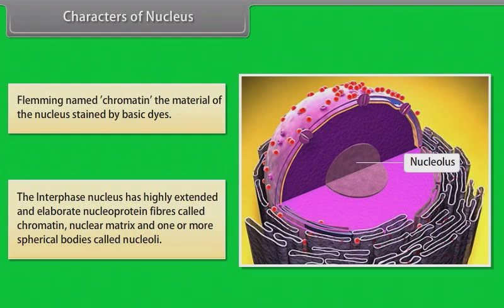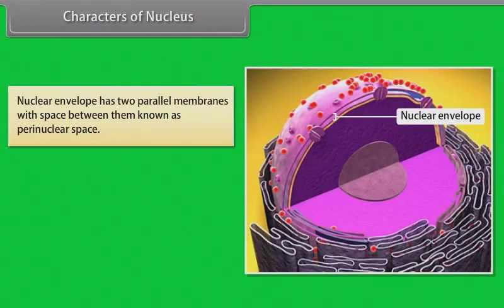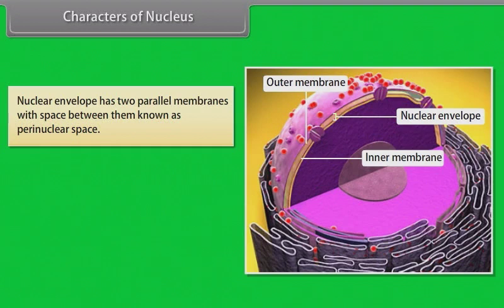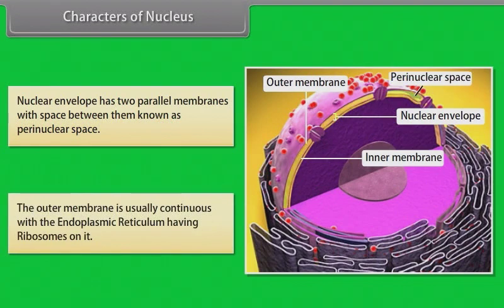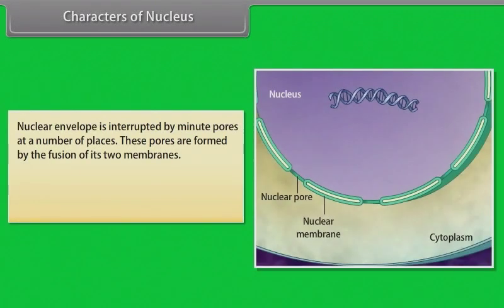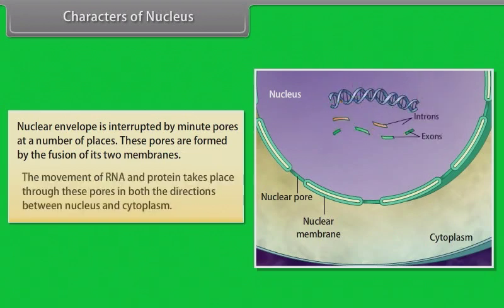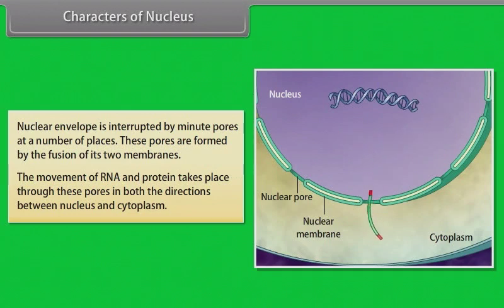called nucleoli. Nuclear envelope has 2 parallel membranes with space between them known as perinuclear space. The outer membrane is usually continuous with the endoplasmic reticulum having ribosomes on it. Nuclear envelope is interrupted by minute pores at a number of places. These pores are formed by the fusion of its two membranes. The movement of RNA and protein takes place through these pores in both directions between nucleus and the cytoplasm.